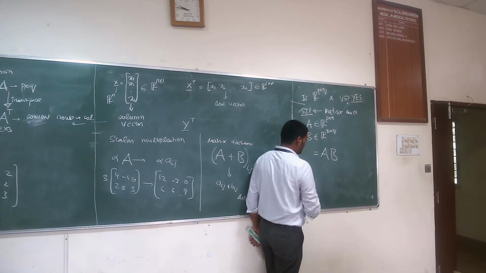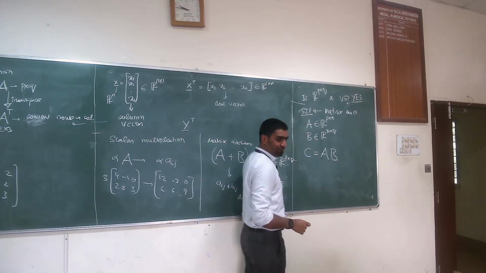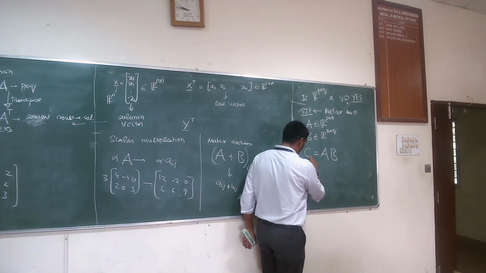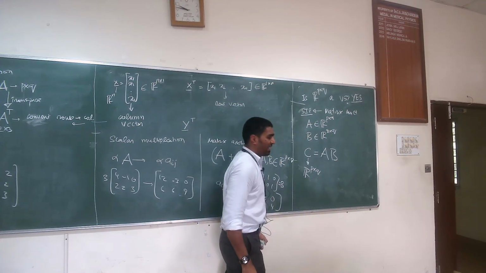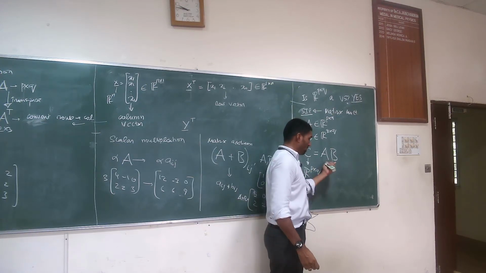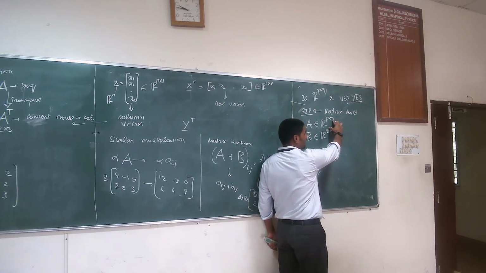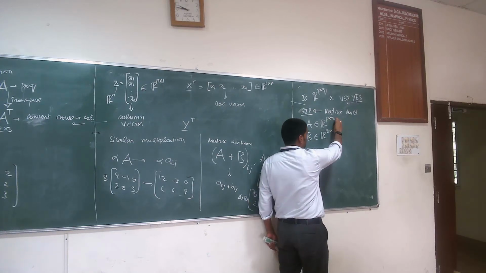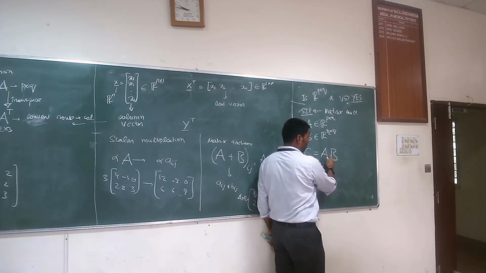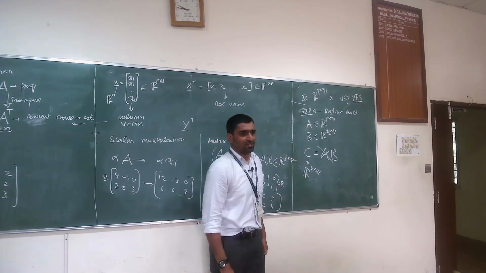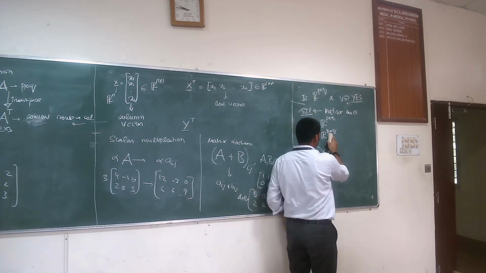We can define an operation like this that produces another matrix C. The shape of that matrix will simply be from R^(P×Q). And you are allowed to do this operation only when these two are the same. If this is R1 and this is R2, this is not possible.